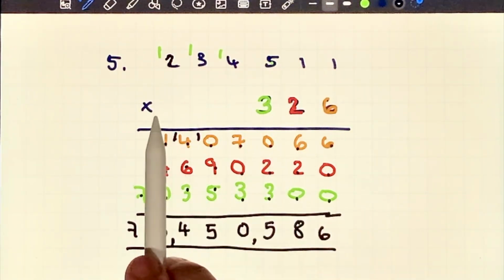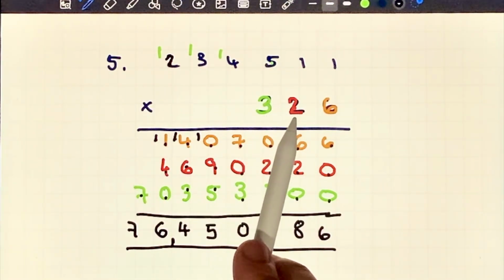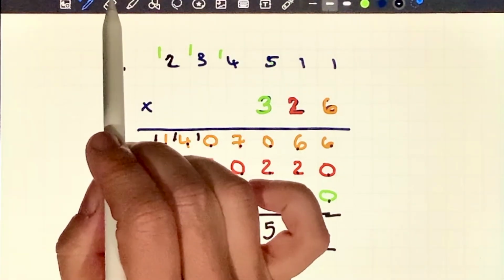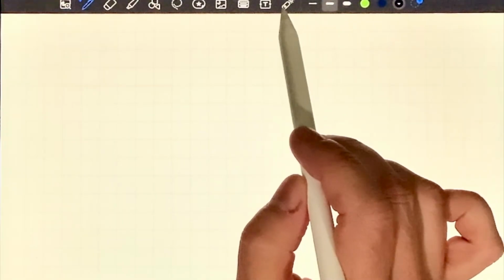234,511 multiplied by 326 is 76,450,586. So hopefully that explained long multiplication.